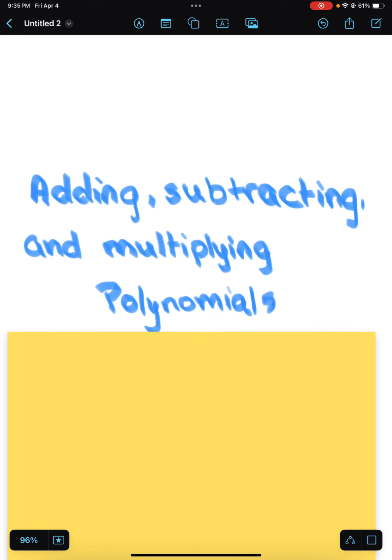Hey everyone, welcome back. Today we're diving into operations with polynomials, how to add, subtract, and multiply them. These are core skills that'll help you later with factoring and solving equations. So let's get started.